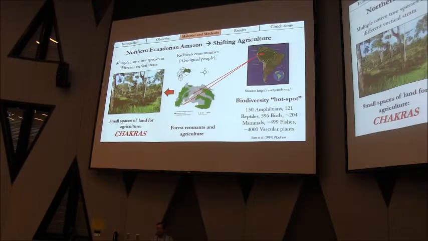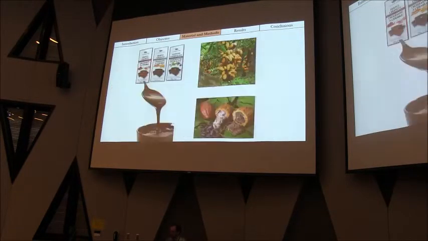Now, in order to answer my question of whether agroforestry can offer those effects of the intensification of shifting agriculture, I decided to work with the most delicious chakras, chocolate. So, yeah, I decided to work with agroforestry based on cocoa, which is one of the most relevant crops in this area, among others, of course.